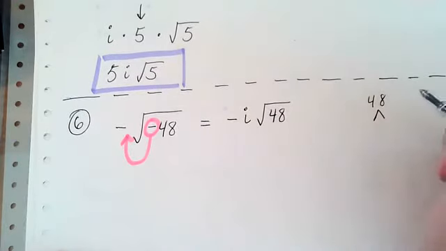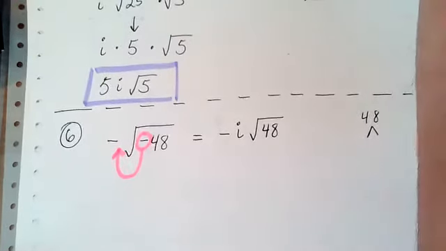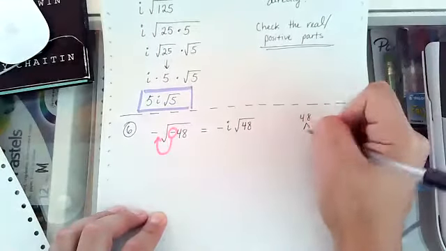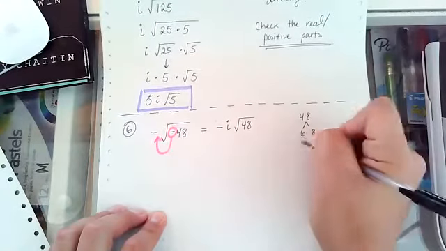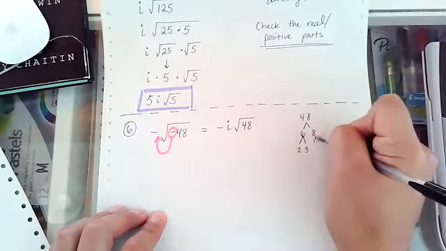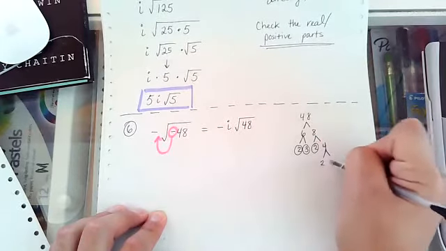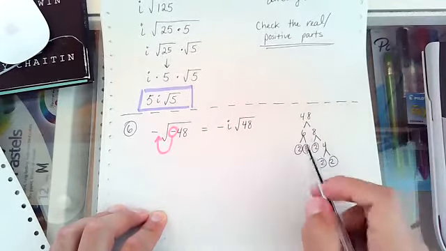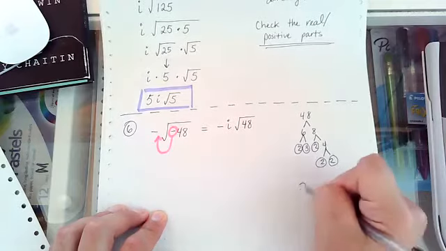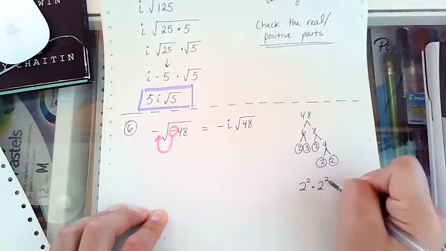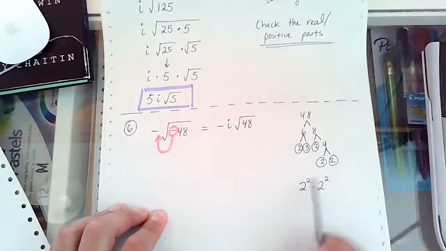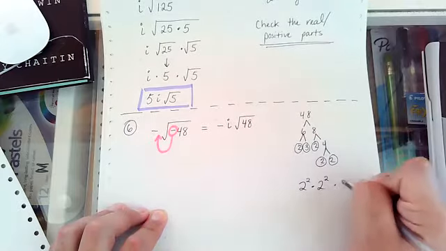48 is going to be what? Is that 6 times 8? I'm zoomed in still, my bad. 6 times 8. 2 times 3. 2 times 4. 2 times 2. So we have 1, 2, 3, 4. So that's 2 squared times 2 squared, so 2, 2, and then a 3.